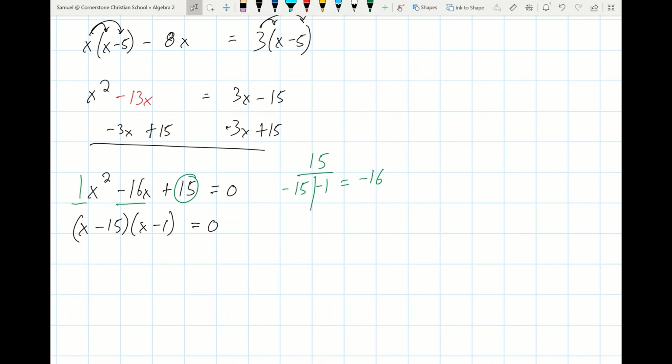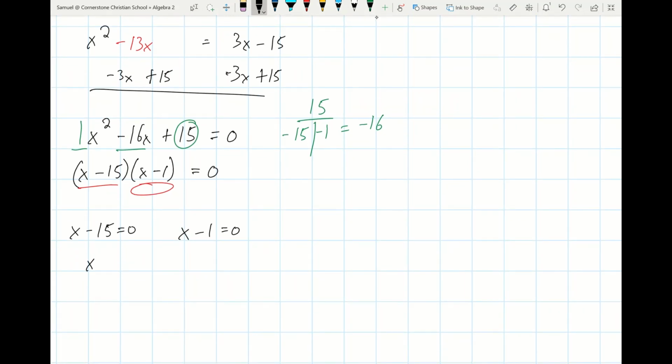I know it's been a while, but now you're going to set each of these factors equal to 0. Here's one factor, there's another factor. So x minus 15 equal to 0, x minus 1 equal to 0, therefore x equals positive 15 and x equals 1.